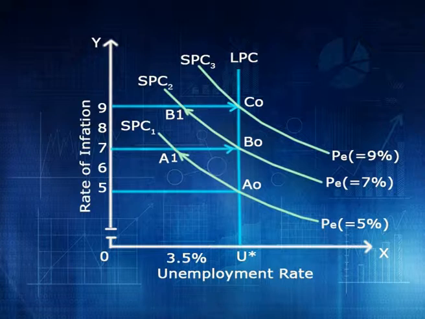According to Friedman and the other natural rate theorists, the movement along a Phillips curve, short-run Phillips curve, is only temporary. In the long run, when nominal wages are fully adjusted to the changes in the inflation rate and consequently unemployment rate comes back to its natural level, a new short-run Phillips curve is formed at the higher expected rate of inflation.